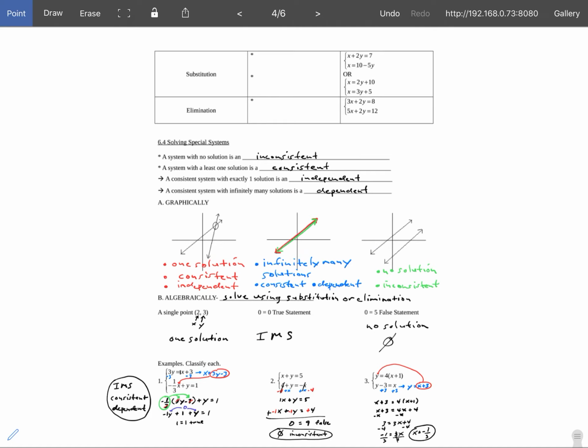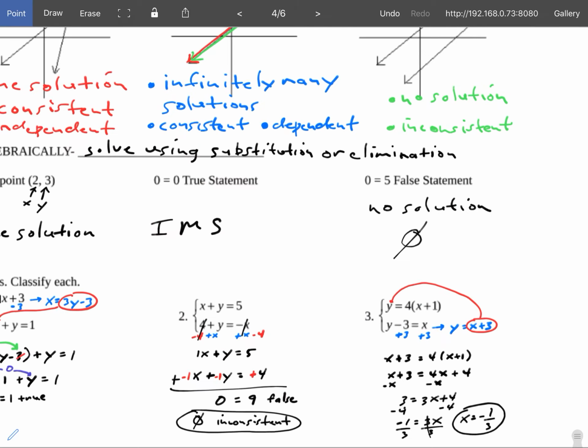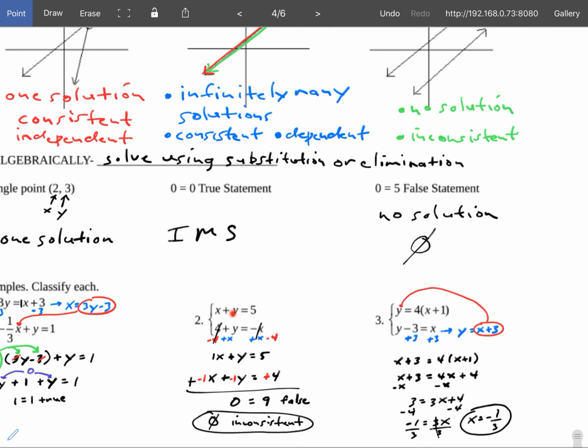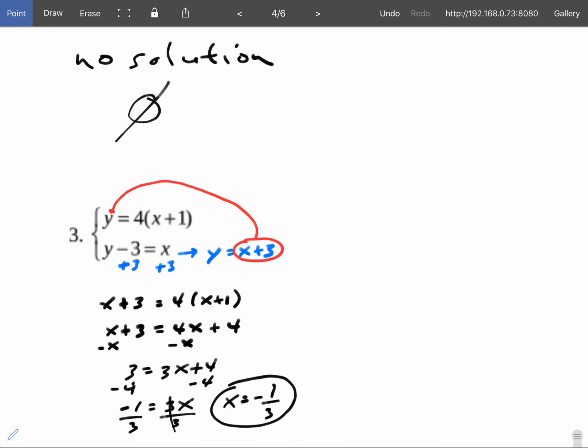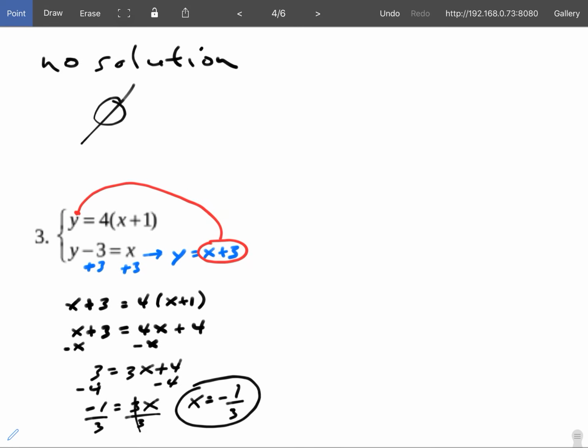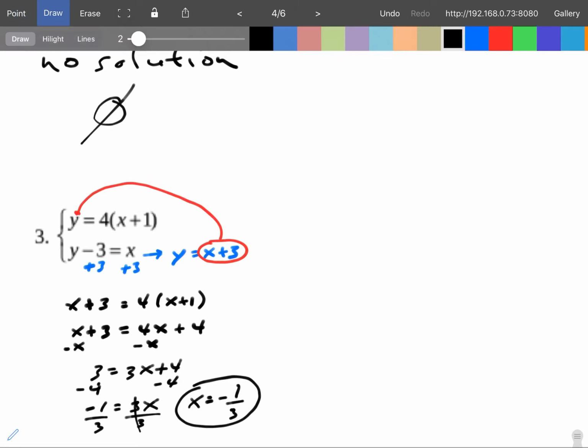And that's all you had to do, just classify it. You don't have to give the solution. You just got to say whether there's one, none, or infinitely many solutions, and whether it's consistent, inconsistent, dependent, or independent. But I'm going to go ahead and finish the problem, just for practice. So let's plug that in and find the y. I think I'm going to use this equation right here. I know that y has to equal x plus 3.